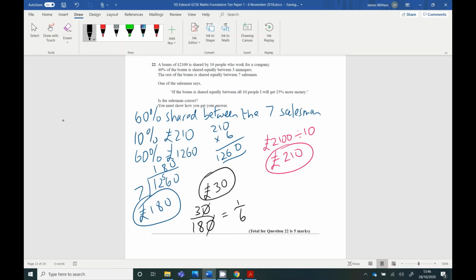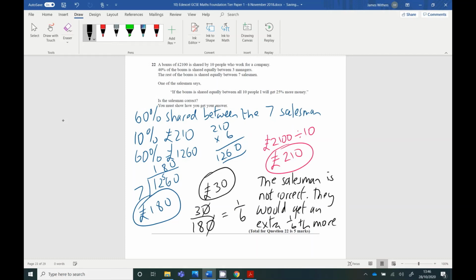So is the salesman correct? The salesman is not correct. They would get an extra sixth more money and not 25% more. Something like that would be fine. I don't think there's a need to convert that sixth into a percentage. I think we can clearly see that a sixth isn't 25%.